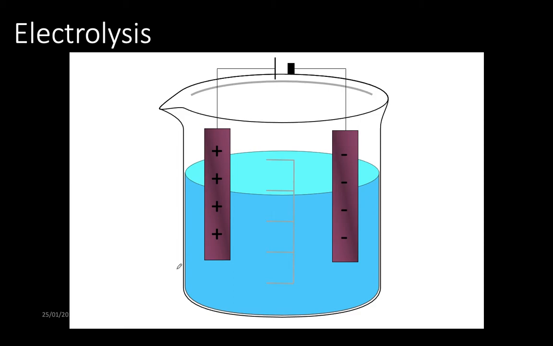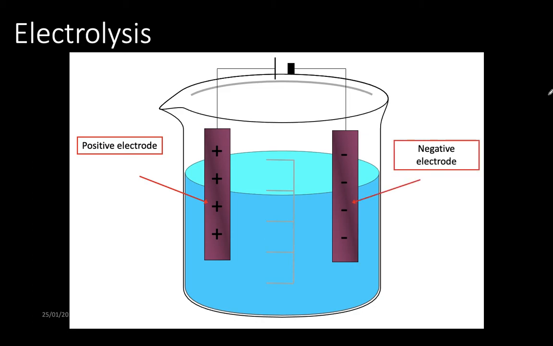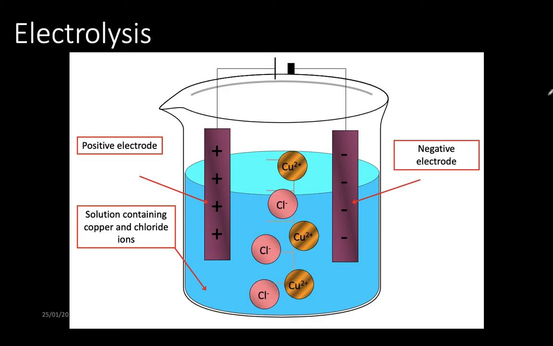And this is what the setup looks like. So we have our molten or in solution compound here. We have two electrodes, one positive, one negative, connected to a battery pack or an electricity source. In the lab it would be a battery pack. In this example we have a solution containing copper and chloride ions. So we've got copper chloride solution here. So we can see we've got a mixture of copper 2+ ions and chloride negative ions.